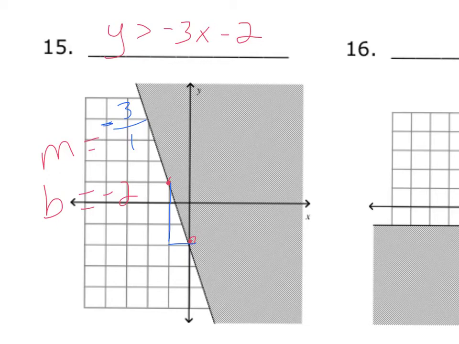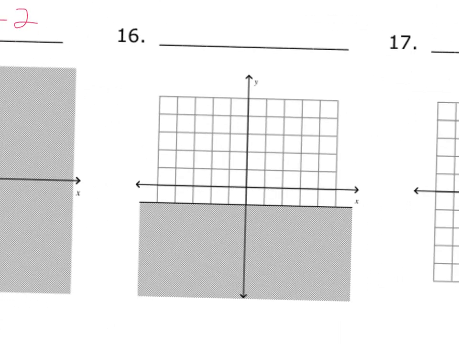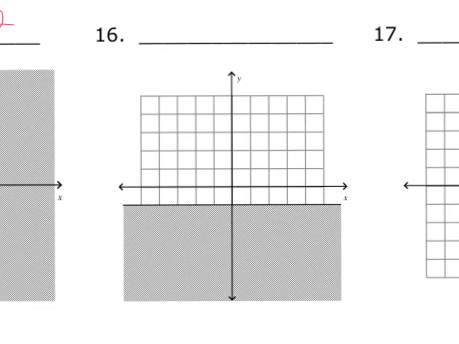And number 16, I'm going to increase the size. We see that we have a solid line here. All right, and this is one of those special cases. It's a zero sloped line, and it only crosses the y-axis right here at negative 1. So if it only crosses the y-axis, and we also see that it is shaded under that line, we're going to say that y is less than or equal to negative 1.